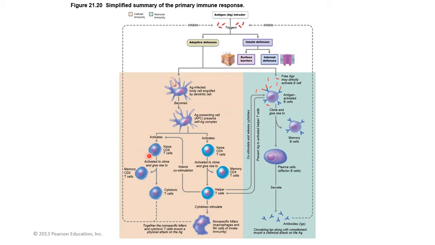You can get some activation independently of the cytotoxic Ts and B lymphocytes, but this is really how it works in most cases, by activating the T helper cells. So spend some time just looking at this and seeing how this all ties in together, because it really shows you how all arms of the defense are integrated in many ways.